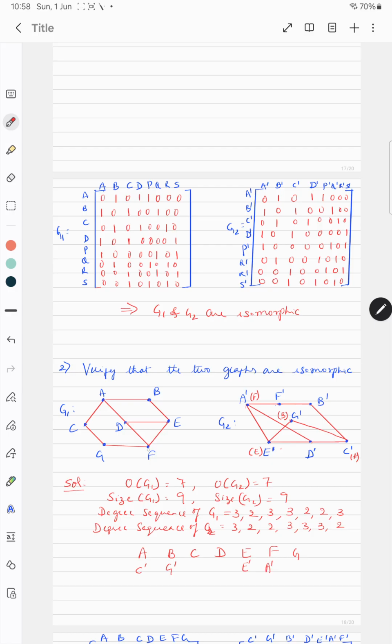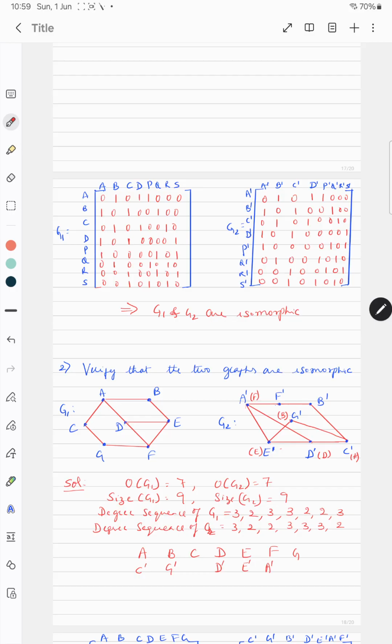So you can see that FE is an edge, A dash E dash is an edge. Is that clear? Okay. Next, let me consider D. D is adjacent to A, E, F of degree 3 each. So I am left with only one vertex of degree 3 which is adjacent to A dash, E dash and C dash of degree 3, and therefore I should map D to D dash.